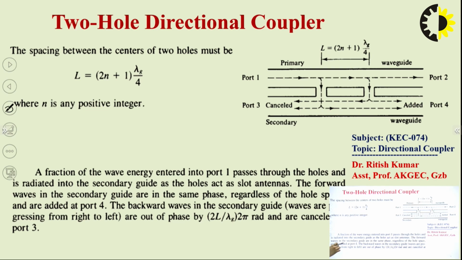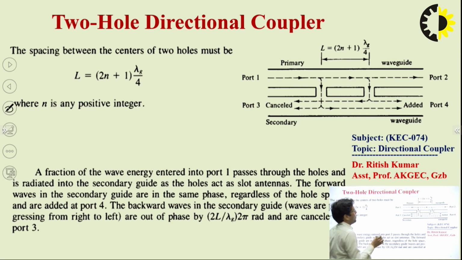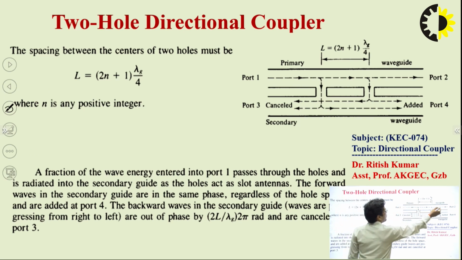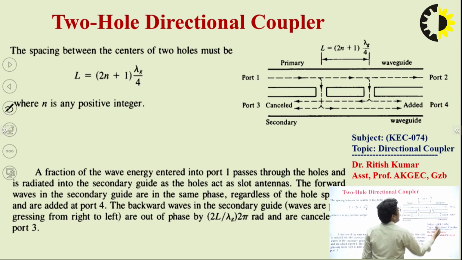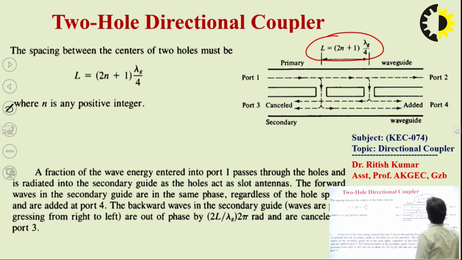Next, the two-hole directional coupler. The mechanism of the directional coupler we can clearly understand by looking at this diagram. Here we have two holes, the first hole and the second hole. This is port number 1, port number 2, port number 3 and port number 4, and the spacing between the two holes is (2n+1) lambda g by 4.